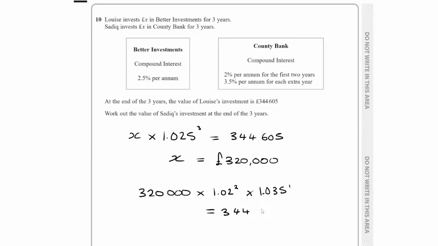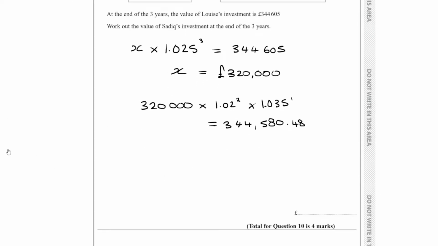What was it? 580.48. That's your final answer. So as long as you got to that at the end, if you did it slightly differently to me, that's fine. If we got the same answer, then obviously you must have done it correctly anyway. So I'd probably just leave the 48 because it is 2 decimal places anyway. I'm not sure if they mind if you round it.